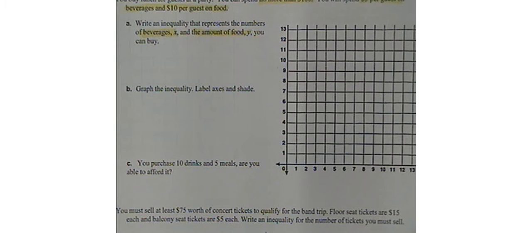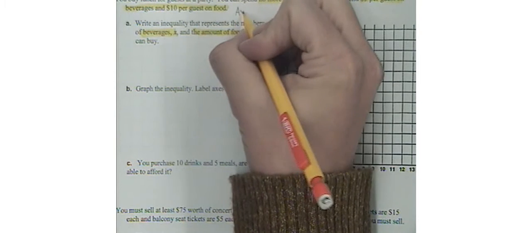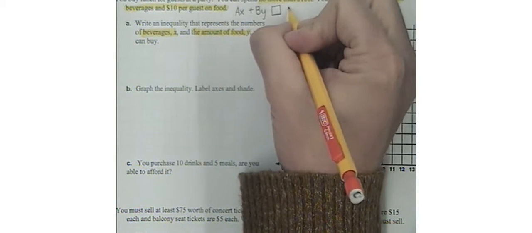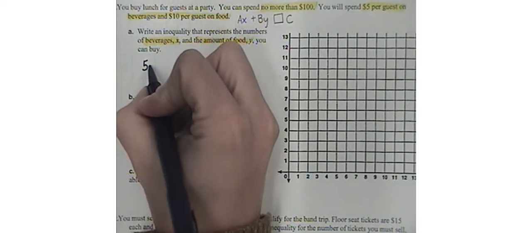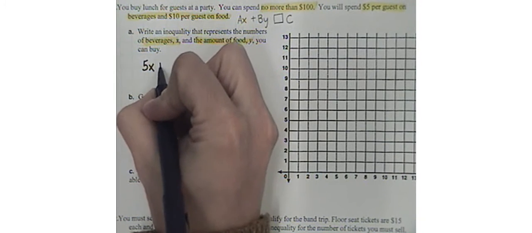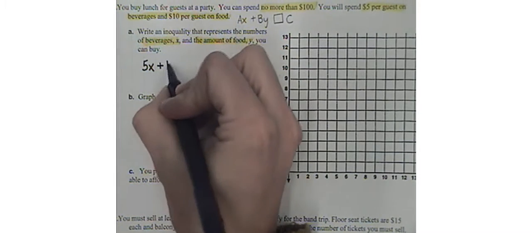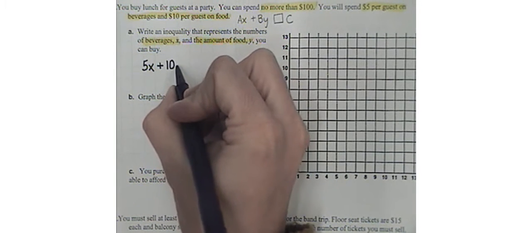Okay, standard form is AX plus BY, and then we're going to have our symbol and then C. So in this case, A is the amount of money that we're spending on beverages. So $5 X plus how much are we spending on food? $10, and we use a Y for the amount of food or the amount of people.